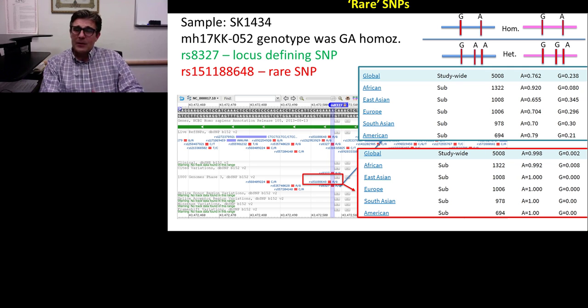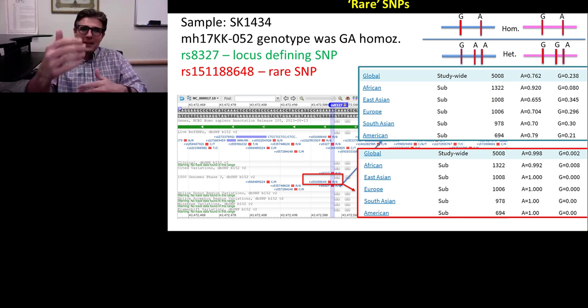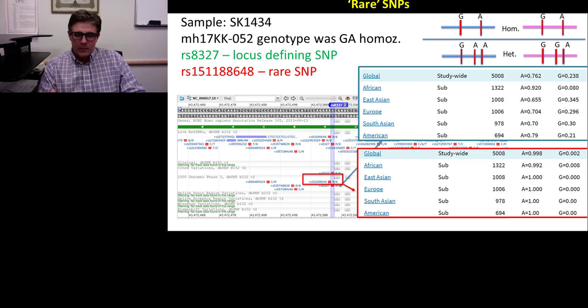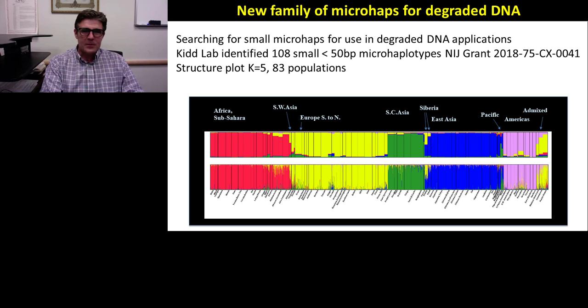Not only that, but it increases the power of discrimination of this profile incredibly. So in a mixture, for example, by adding this rare allele, which would be GGA, we increase the power of discrimination and the chances of also identifying the number of contributors to a mixture.